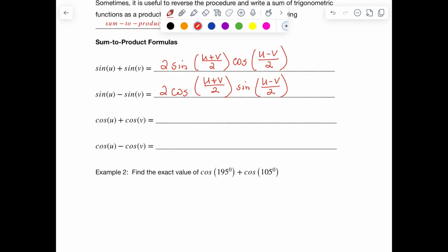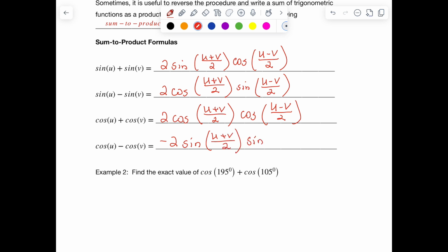Okay, if you have cosine of u plus cosine of v, we have that formula be 2 cosine of angle u plus angle v divided by 2 times the cosine of angle u minus angle v divided by 2. Now, if I have cosine of one angle minus cosine of another angle, it's negative 2 sine of angle u plus angle v divided by 2 times the sine of angle u minus angle v divided by 2.